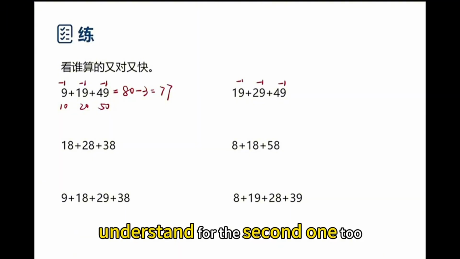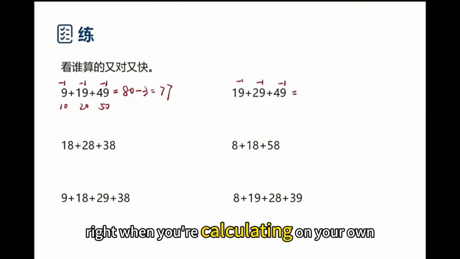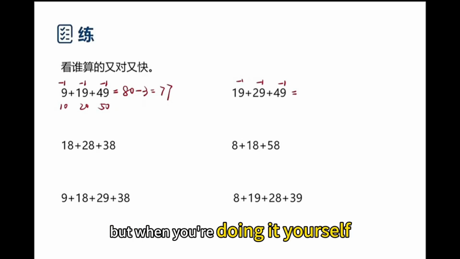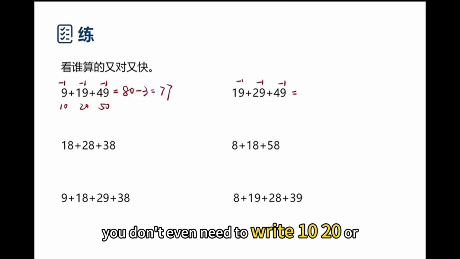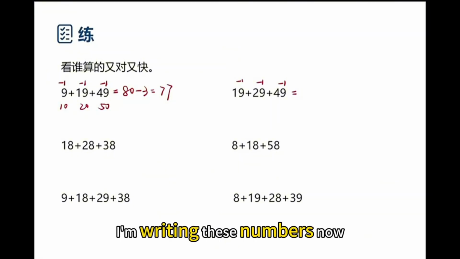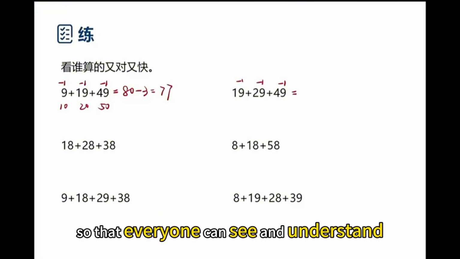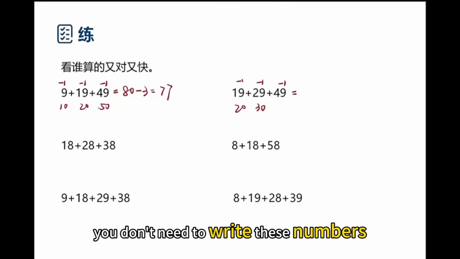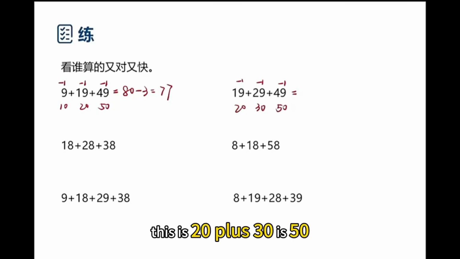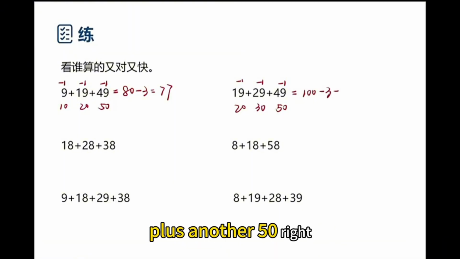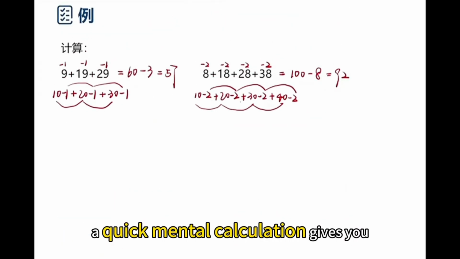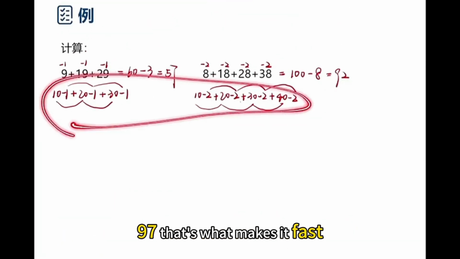Understand? For the second one too, you have a minus 1, right? When you're calculating on your own, right now I'm writing it out, but when you're doing it yourself, you don't even need to write 10, 20, or 50. I'm writing these numbers now so that everyone can see and understand. Let's be clear. When you're calculating yourself, you don't need to write these numbers. You just do it in your head. This is 20 plus 30 is 50, plus another 50, right? That's 100. So it's the same as 100 minus 3. A quick mental calculation gives you 97. That's what makes it fast.